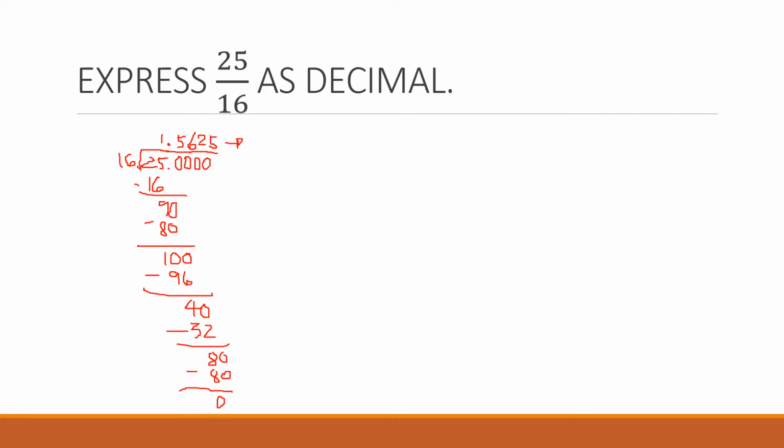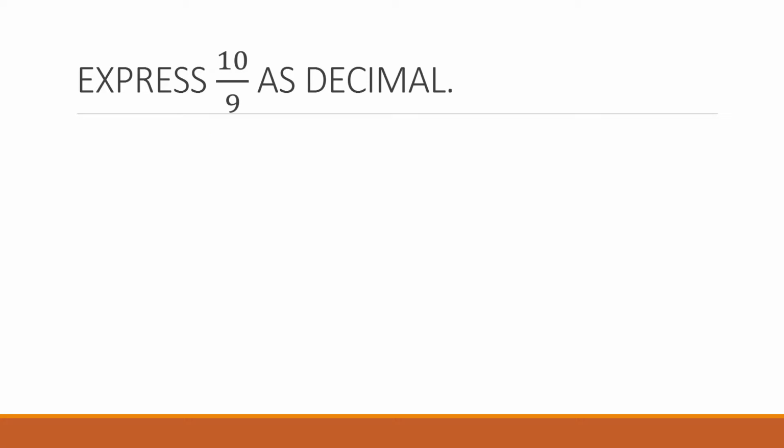For the next one, express 10 over 9 as decimal. Same process. That will be 10 divided by 9. 10 divided by 9 is 1. 1 times 9 is 9. 10 minus 9 is 1. So you're going to add that 0. Add 0 here. So this will be 10. So this will be 1 again. And then 9. And then 1.